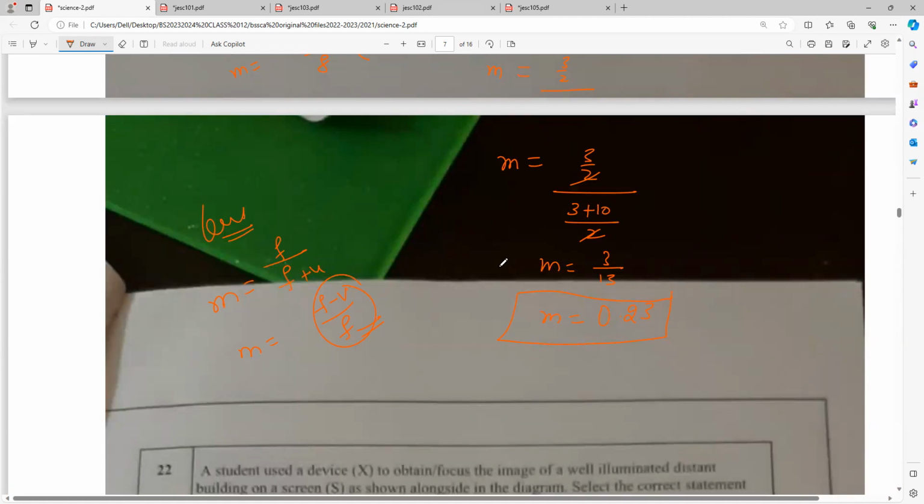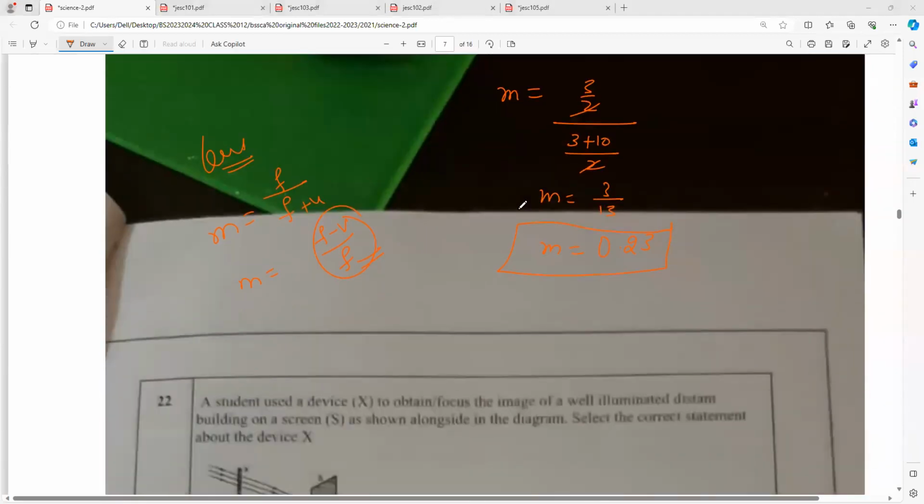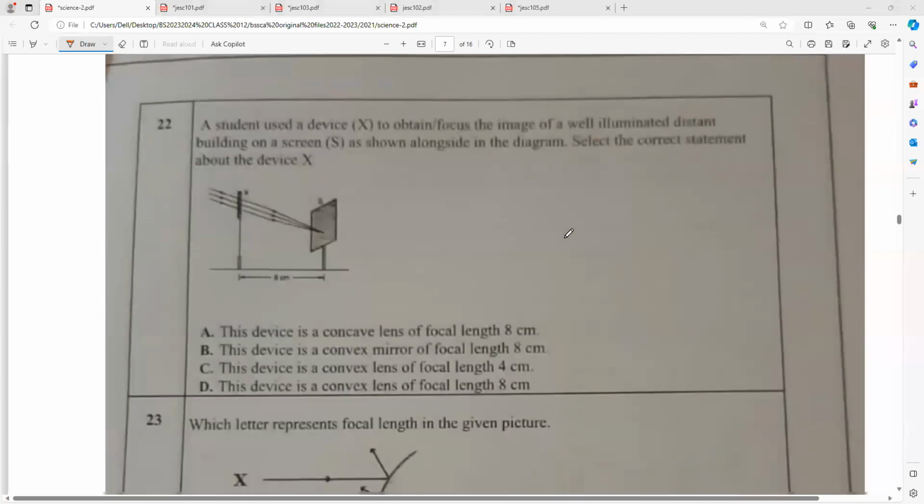This formula is the same for mirrors and lenses. So please note it. If anybody has any doubt, you can ask me. If you use the shortcut formula only, you can solve this question faster and get the answer perfectly. If you do it the normal way, it will take a lot of time. If you want, you can try it.